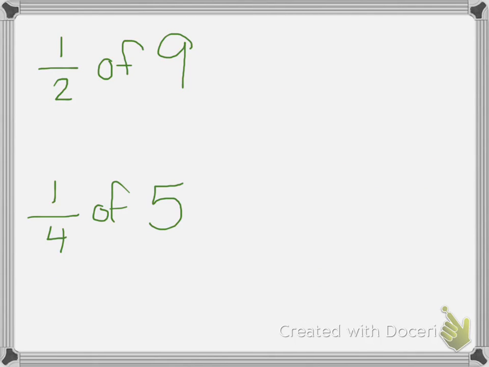Number 3 says solve. 1/2 of 9, which means 9 over 2. You could leave it that way, or 2 goes into 9 4 times with 1 left over. Our denominator stays the same. Then we have 1/5 of 4, which means 5 divided by 4, or 4 goes into 5 1 time with 1 left over, 1 and 1/4.